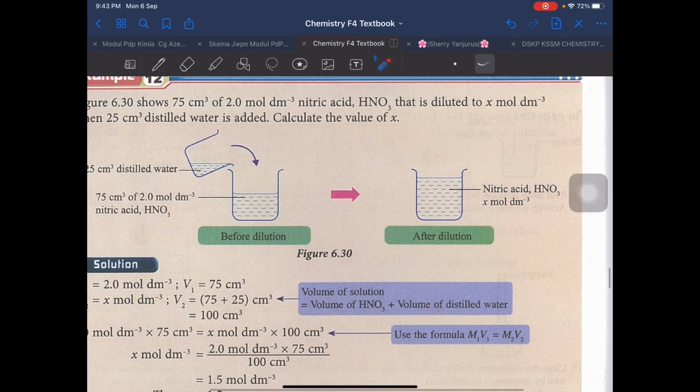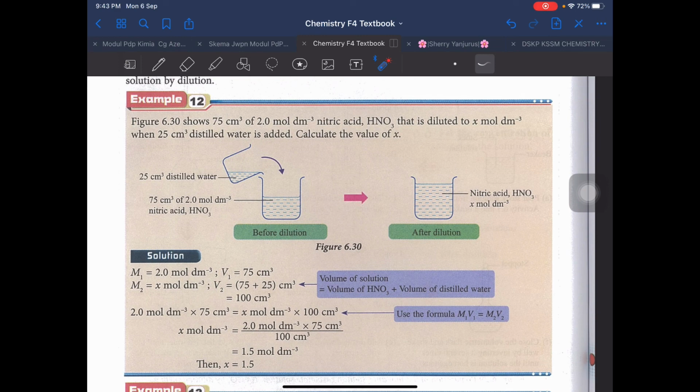Now let us look at a few example of numerical problems. Okay, masalah-masalah numerical yang melibatkan pencairan. Example 12. Figure 6.30, this is figure 6.30, shows 75 cubic centimeter of 2.0 mole per cubic decimeter nitric acid that is diluted, yang dicairkan kepada X mole cubic decimeter. Maksudnya daripada 2 ni, dia nanti akan jadi berapa? When 25 cubic centimeter of distilled water is added. So calculate the value of X. What is the new molarity?